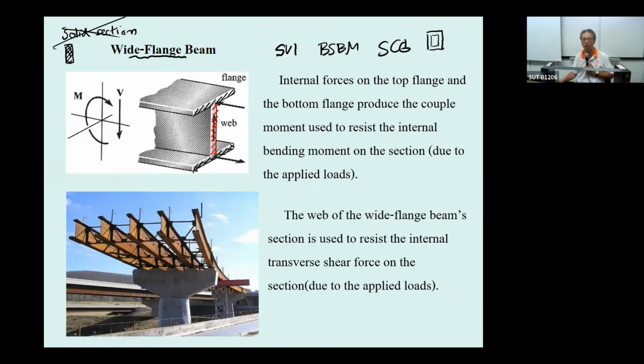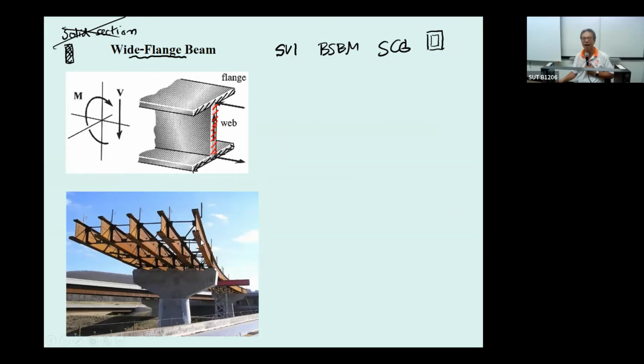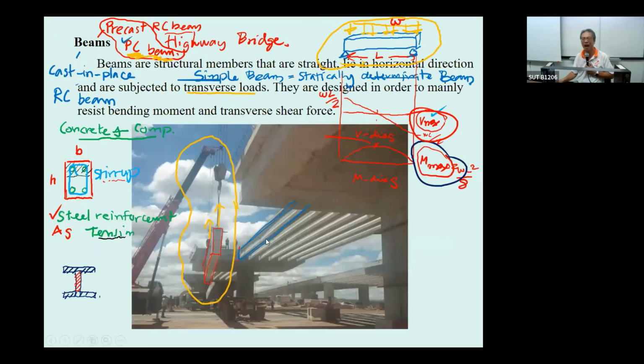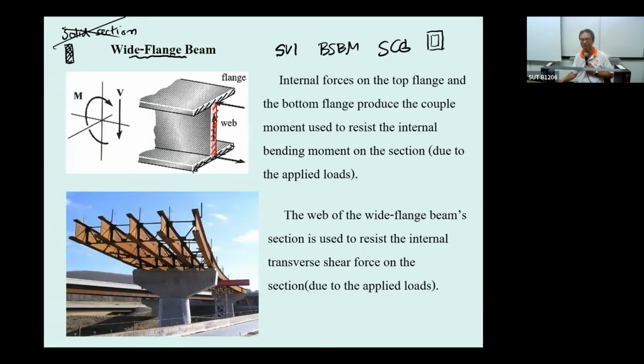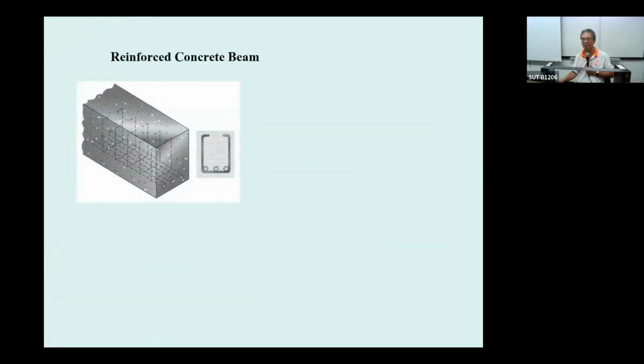That's used to build the bridge again. This time, the bridge didn't build like the previous one with the precast, pre-stressed concrete beam. This bridge is built with steel. It's up to your choice. It's up to the country. In the US, a lot of bridges are built with steel. But in Thailand, we prefer concrete more because most of the time our structure is subjected to water, so the maintenance of steel is going to be more.